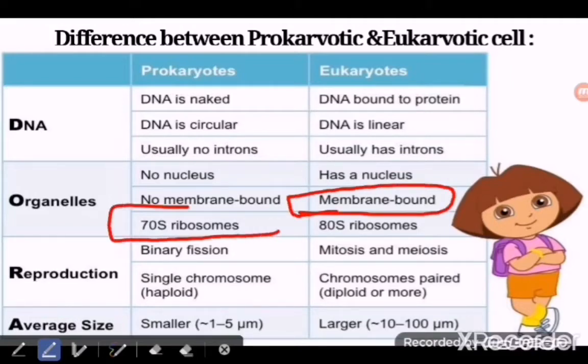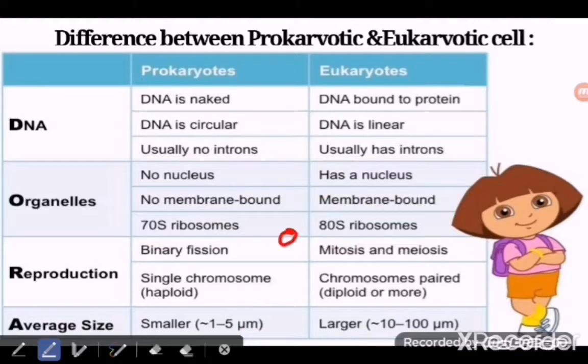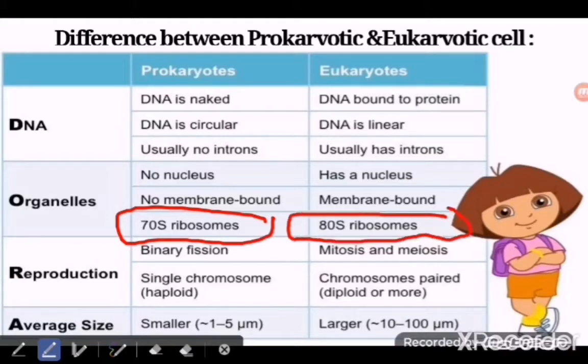Ribosomes are the structures present inside the cell. These are globular, bead-like structures called ribosomes. Ribosomes of prokaryotes are 70S type, and eukaryotes have 80S ribosomes. We will discuss the 80S and 70S ribosomes in detail in the structure of the cell. So what are the 70S and 80S ribosomes? Keep watching the series of videos.